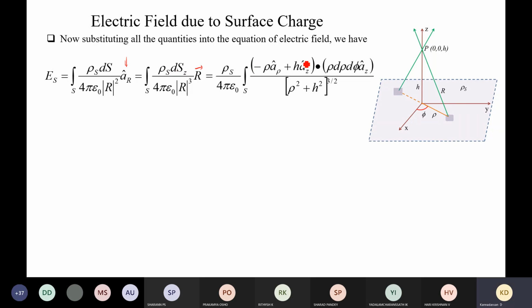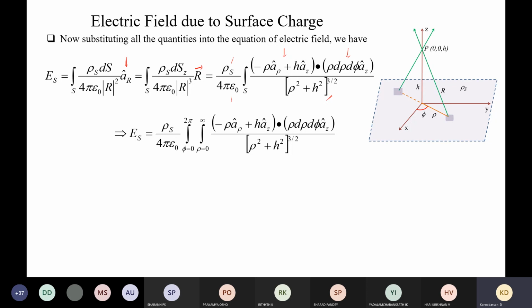So this is the ds vector, and this is the r vector, and here you can see r cube is available, and the charge density and the 4 pi epsilon naught are taken as constants, which are kept outside the integration. So we have to integrate over the surface. How to do that? Since it is an infinite charge, the rho value can go to infinite distance, and phi will vary from 0 to 2 pi. Like that, we are going to integrate.